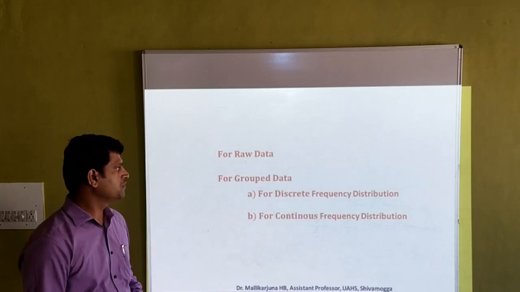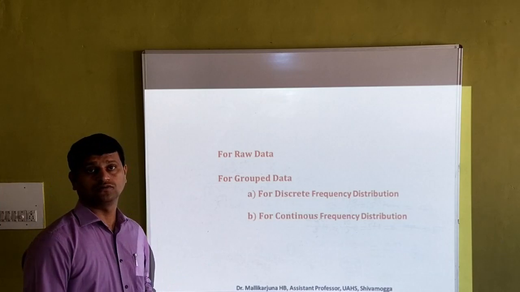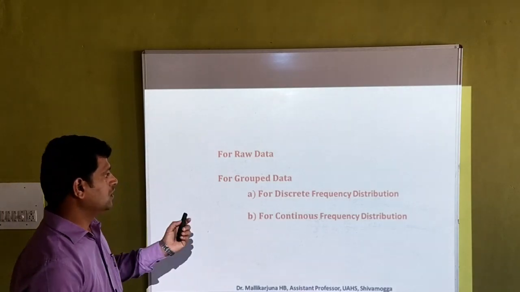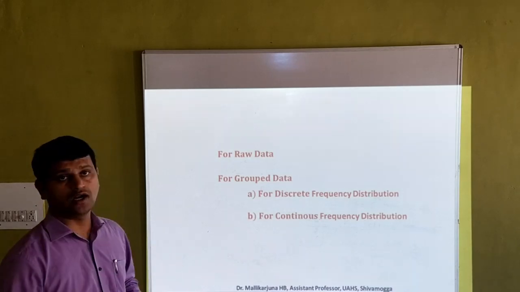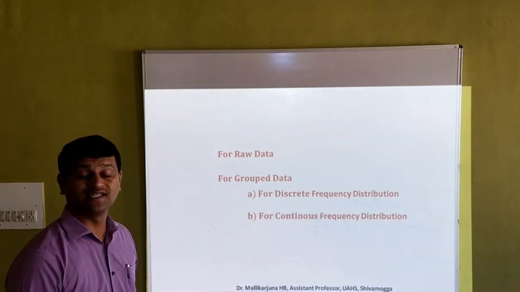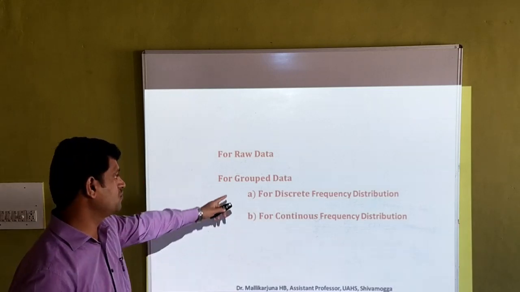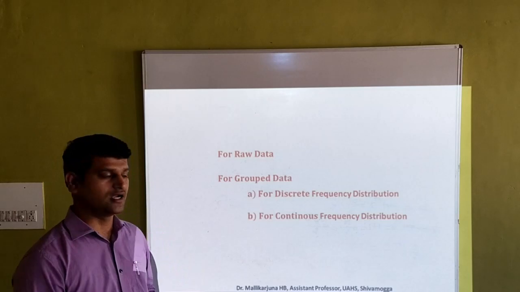So up to this, I have explained about the different averages. Now coming to raw data and group data, the problems on raw data and group data. For group data, we can have the discrete frequency distribution and also the continuous frequency distribution. Up to this, I already explained the problems on raw data.